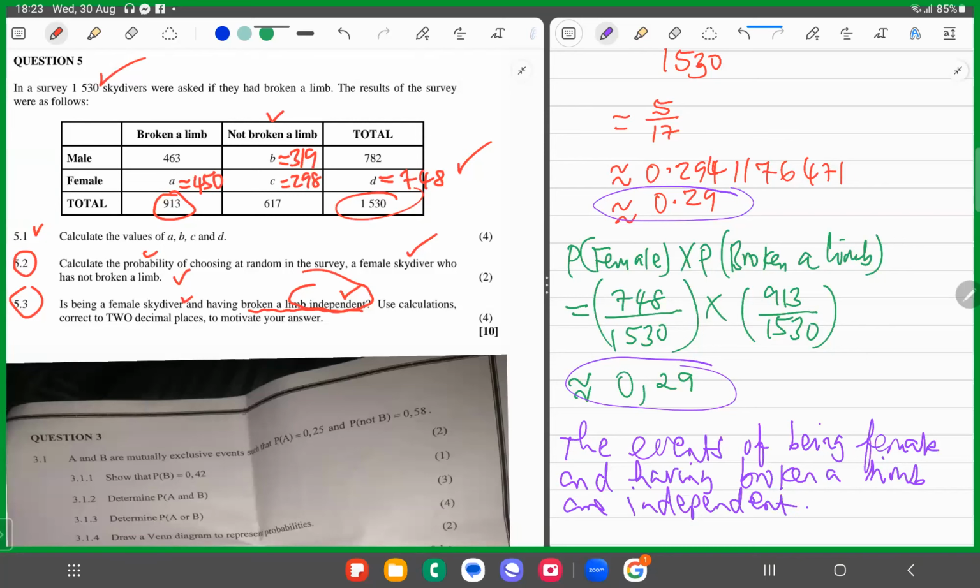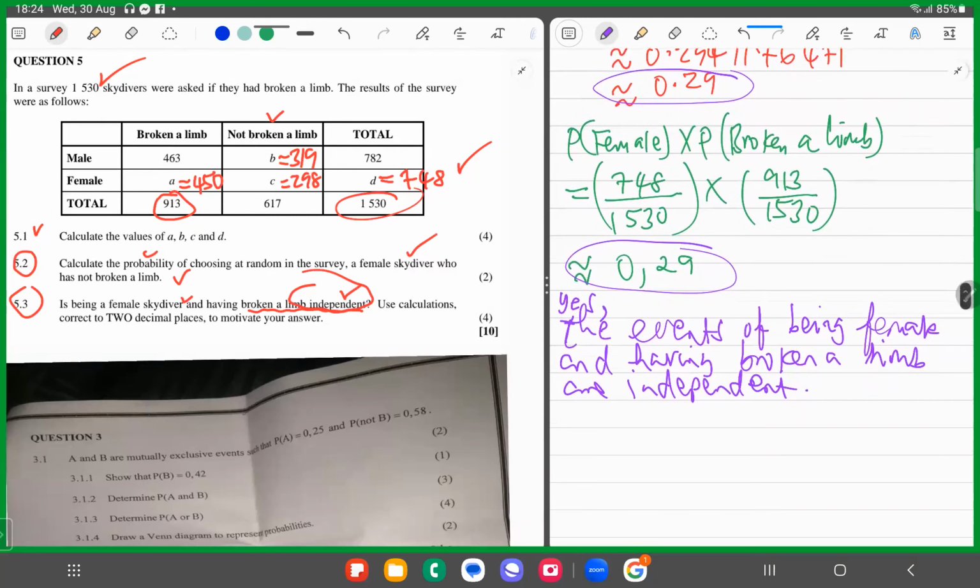The events of being female and having broken a limb are independent. So they ask the question: is being a female skydiver and having broken a limb independent? Well, the answer is yes. Yes, the events of being female and having broken a limb are independent.